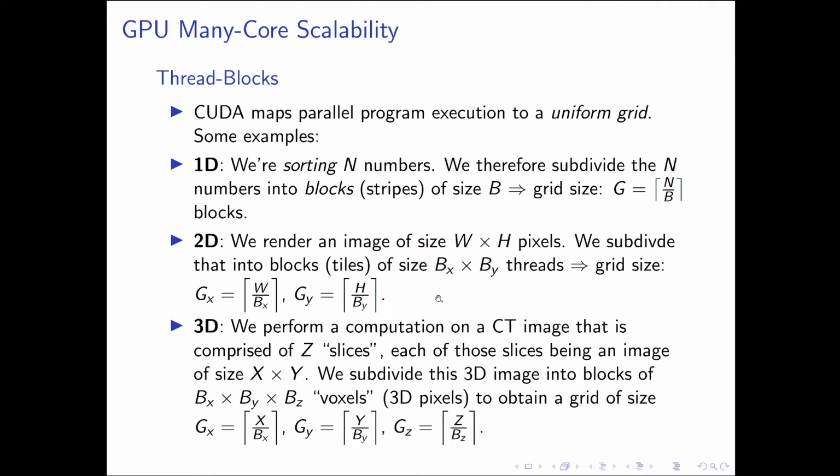And in 2D, the typical example would be an image that we render, and that has the size w times h pixels.